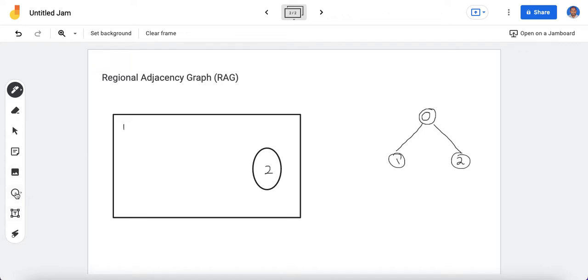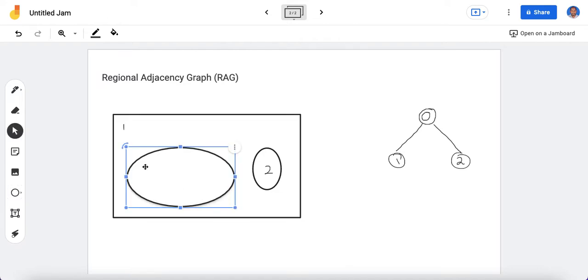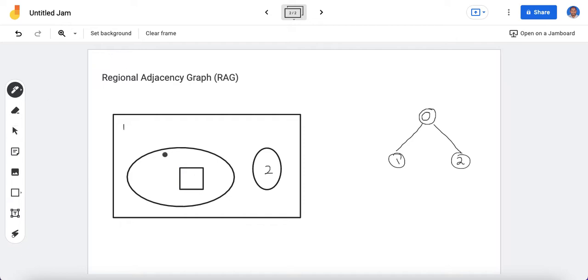I have subregions for my region 1. The subregions are like this. I would like to label one as 3, and this 3 has yet another subregion, 4. So let me name those regions 3 as well as 4. Now region 1 is adjacent to 3 as well as 2. Region 3 is adjacent to 1 as well as 4.